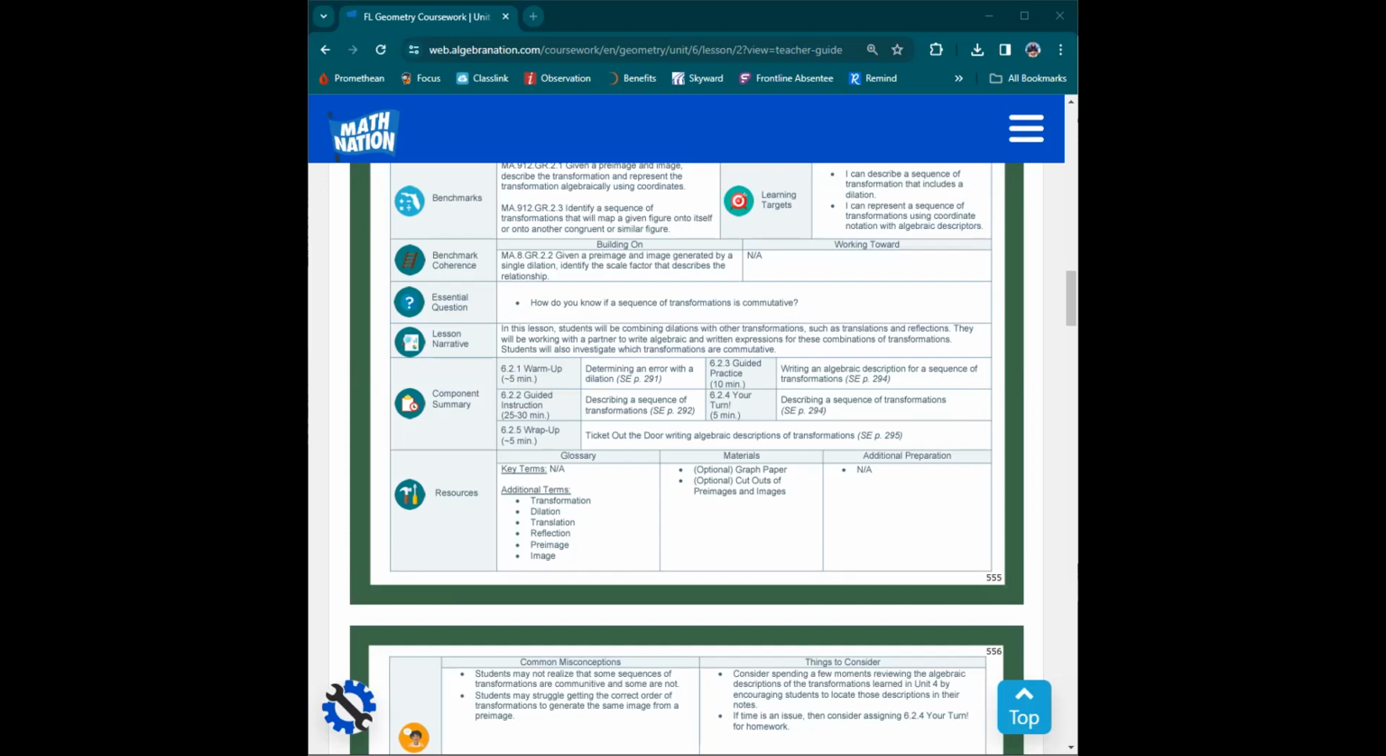So my algebraic expression for that first one is x comma y goes to x plus 3 comma y minus 5. Simple translation. That should be a review.